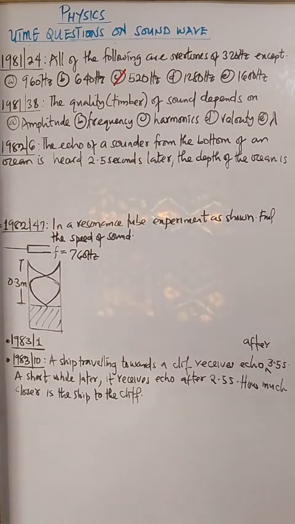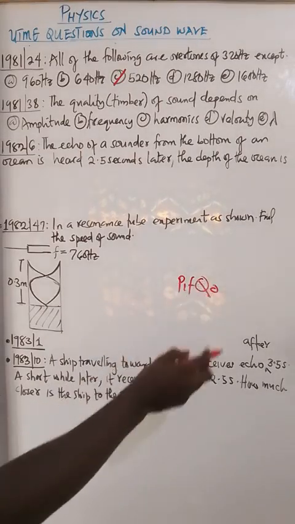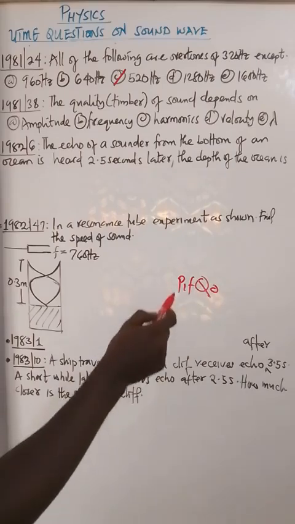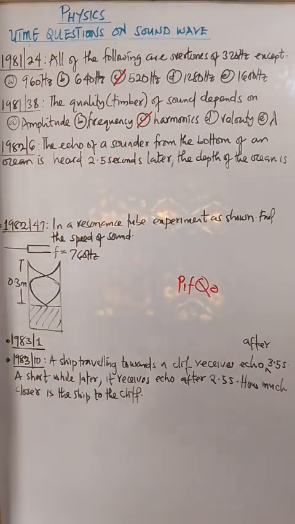The quality, same as timbre, of a sound depends on, based on the formula I gave, the overtone. But in the options there's no overtone, though there's a direct connection between overtone and harmonics. So if there's no overtone, we'll go for harmonics. The answer is C.